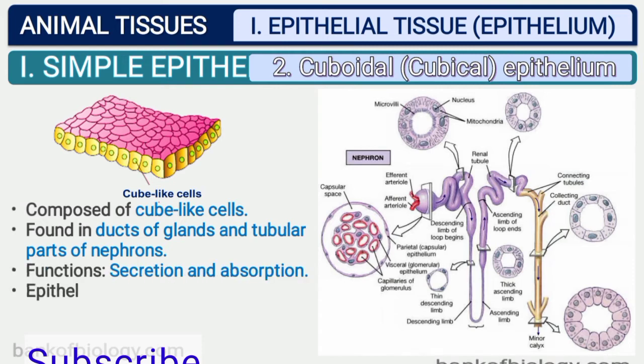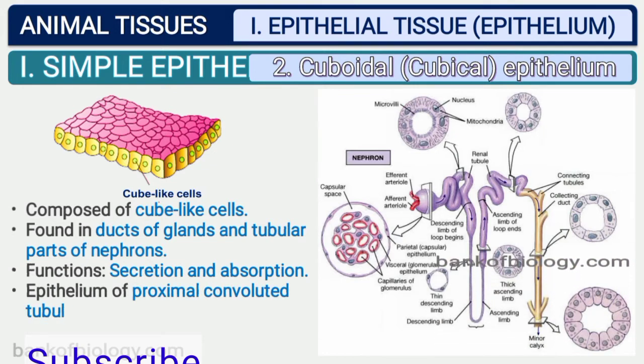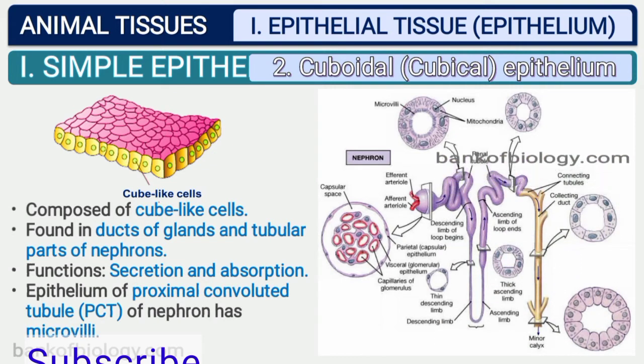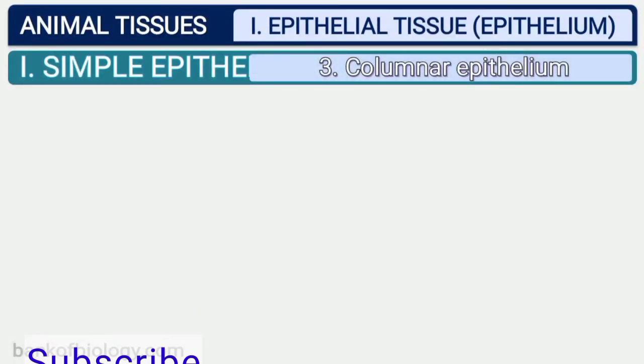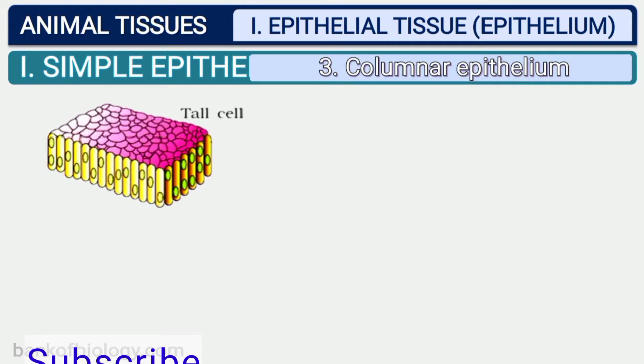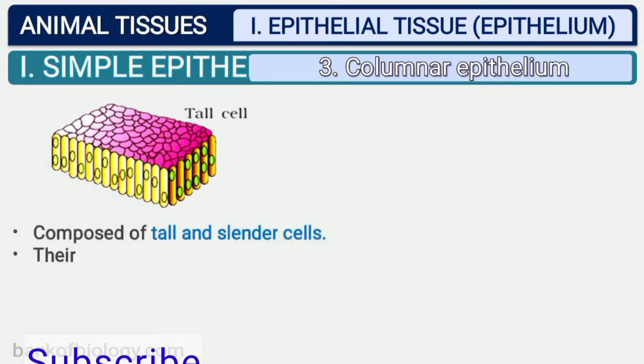What are its functions? Secretion and absorption are its major functions. Epithelium of the proximal convoluted tubule of the nephron has microvilli, means to say smaller finger-like projections, which are called microvilli. Next is columnar epithelium, composed of tall and slender cells.